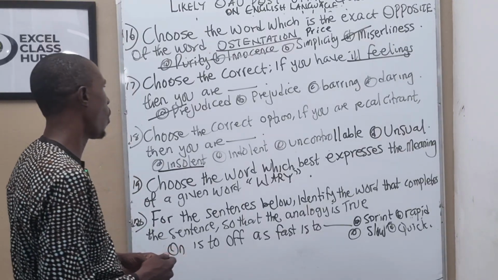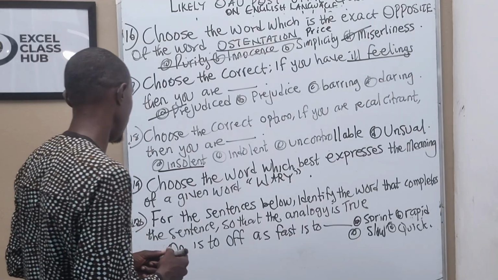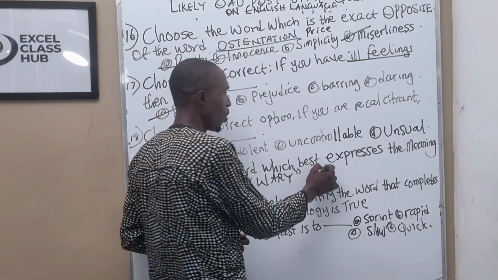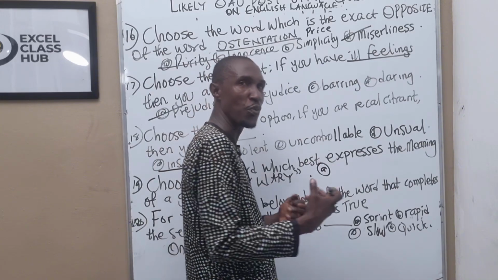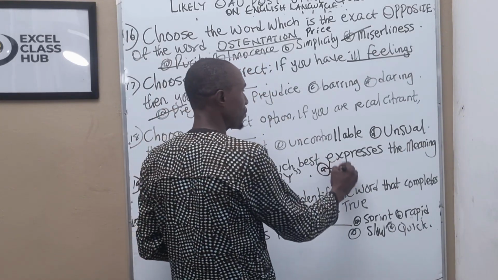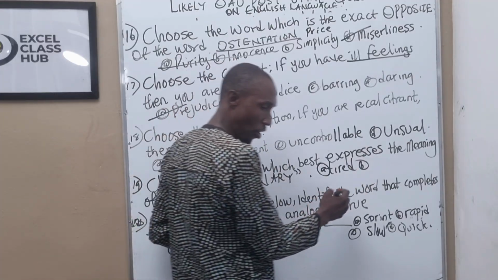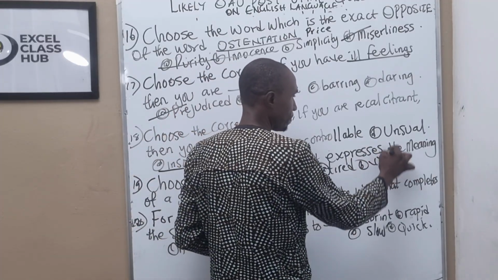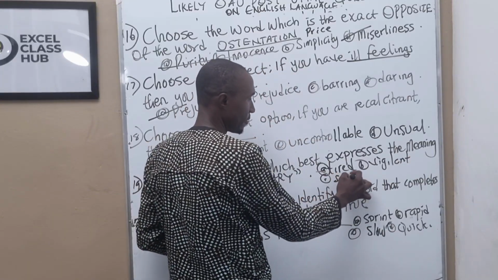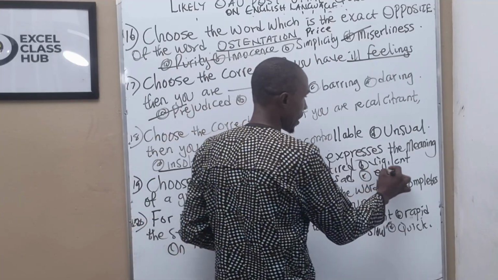It says, choose the word which best expresses the meaning of a given word, worry, not weary. When you use the word weary, weary connotes what? Tired. So in the options, we already have tired. In the options, we already have vigilant. In the options, we already have sad. And in the options, we already have excited.